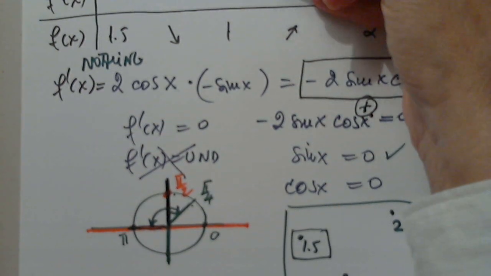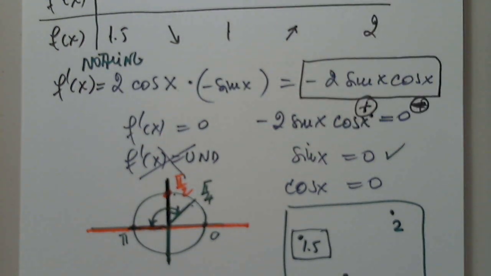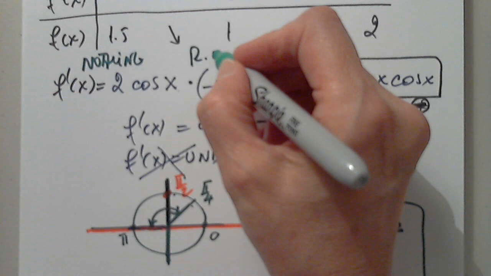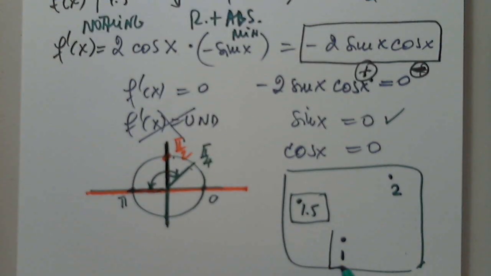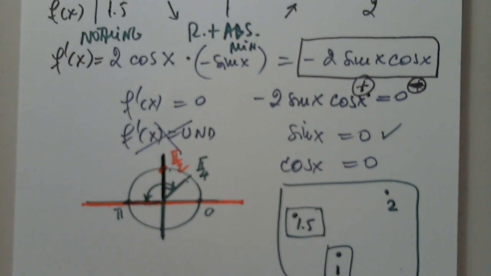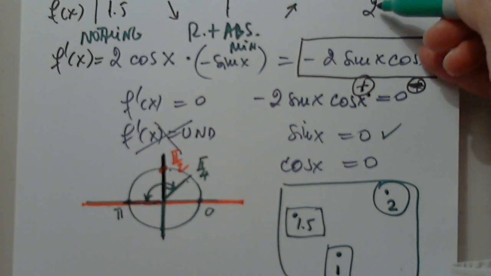What type of point is pi over 2 comma 1? Relative minimum. Yes, and also absolute. Plus absolute minimum, right here. Awesome. What type of point is pi comma 2? This one. Pi for x, 2 for y.